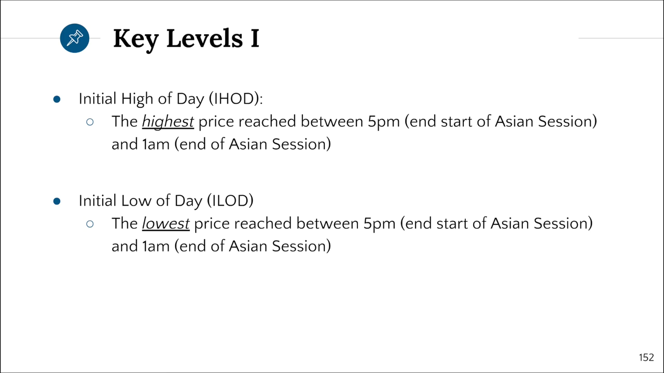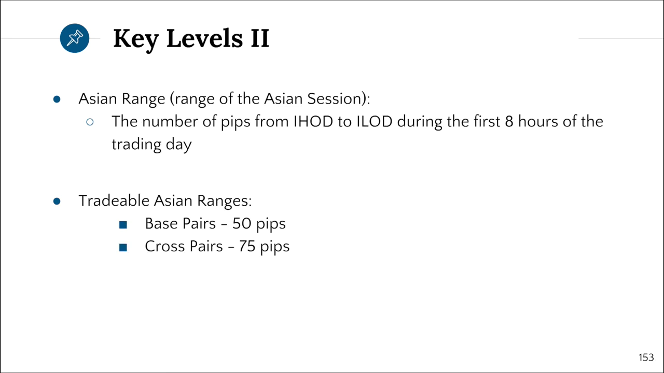The first 2 levels I want to discuss are initial high and initial low set during the Asian session. These 2 prices are reached between 5 p.m. and 1 a.m. That's when the Asian session is trading. We look at the chart and we look at the wicks to determine the high and the low set during that range. We can then subtract the low from the high to get the Asian session range. This range is very important for us when trying to qualify a trade. One of the first things on the trader checklist is going to be, is the Asian range tradable?